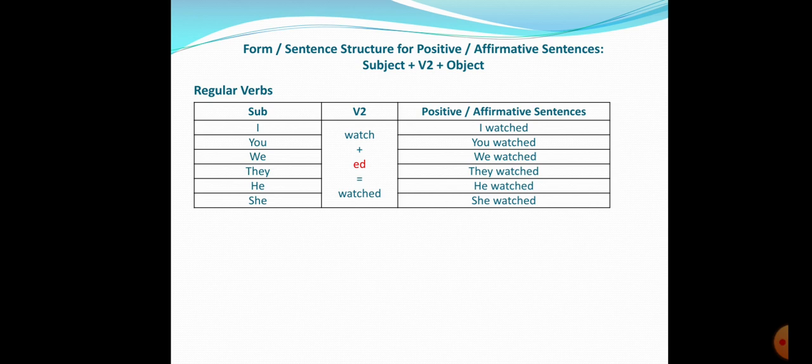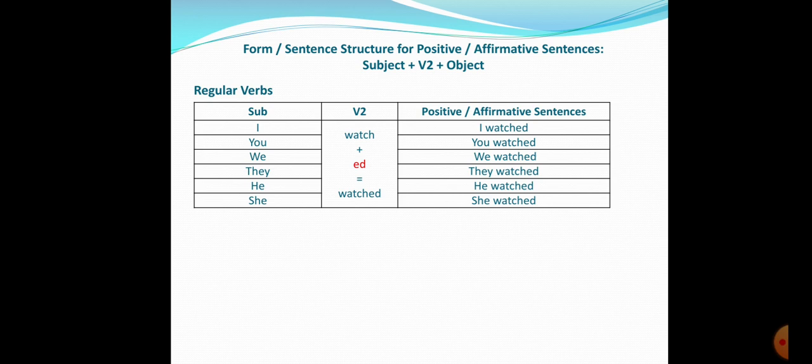So you can see that I have put a common V2 form, watch, here. Watch is the base form plus ed. I have added ed and highlighted it in red color. So you get watched. So watched is your V2 form. So even if the subject is I, you, we, they or he, she, it, we use the same V2 form of the verb, watched, in regular verbs. Understood, students? This is clear to you?